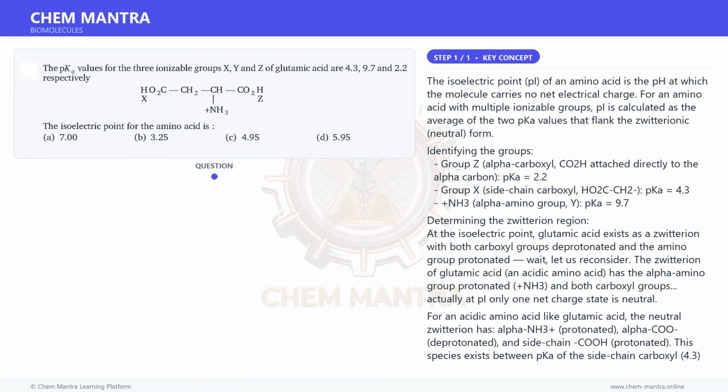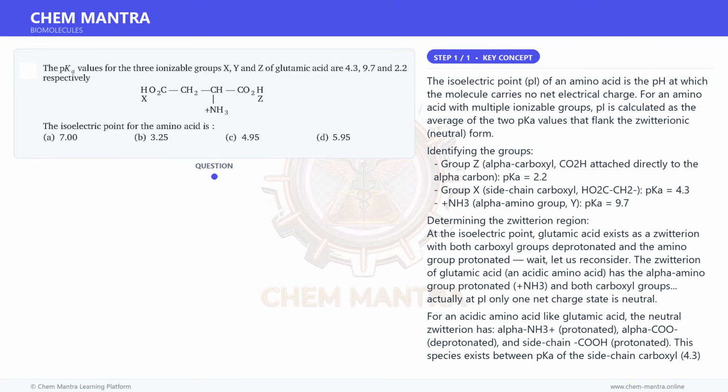Species at various pH. Below 2.2, the charge is equal to plus 1. Between 2.2 and 4.3, the charge is equal to 0. This is the neutral zwitterionic form. Between 4.3 and 9.7, the charge is equal to -1. Above 9.7, H2NCH with CO2- groups, the charge is equal to -2.